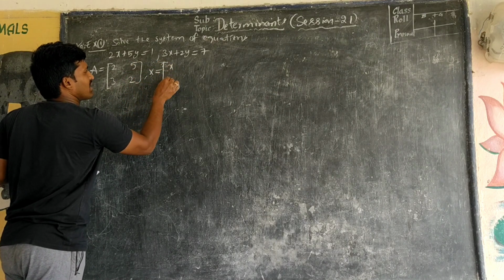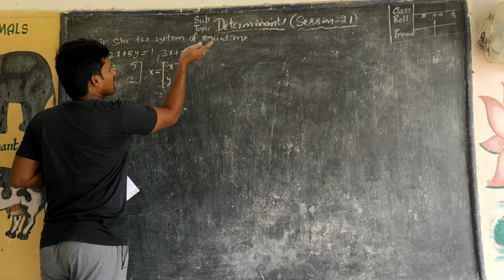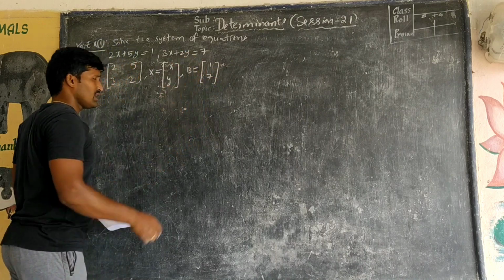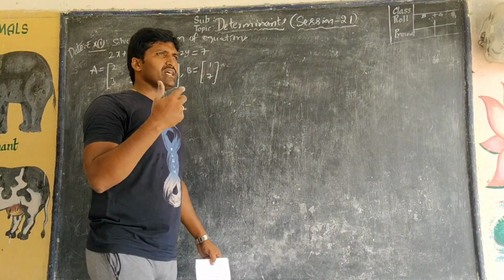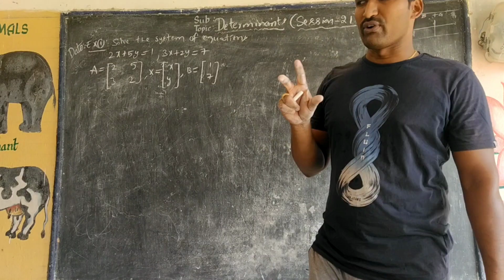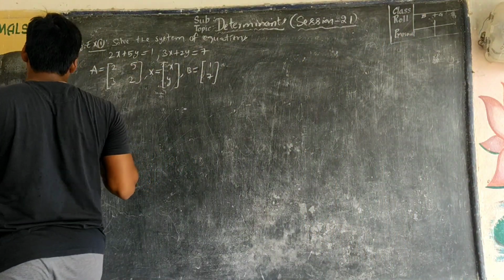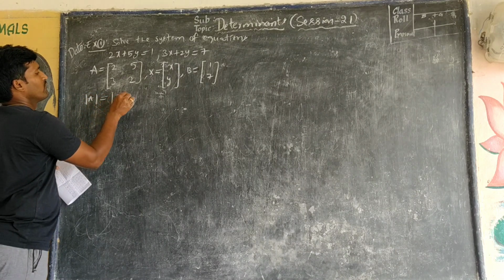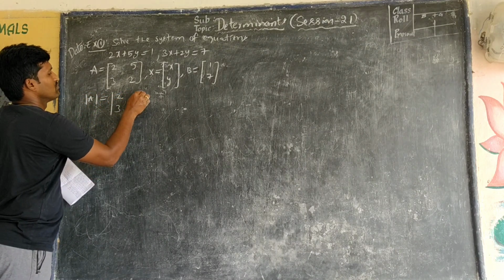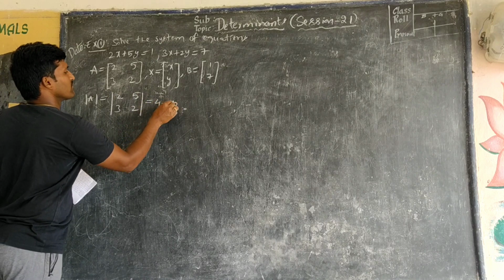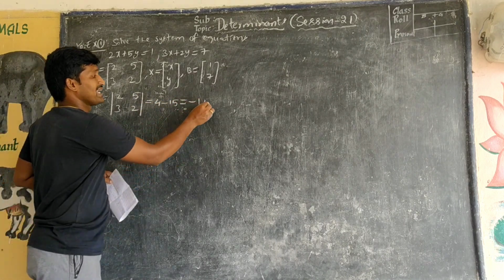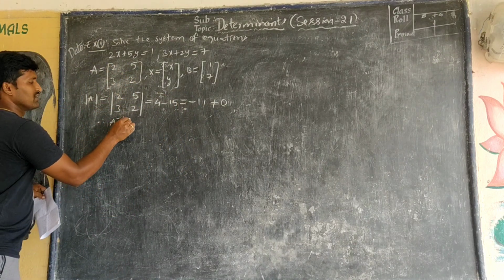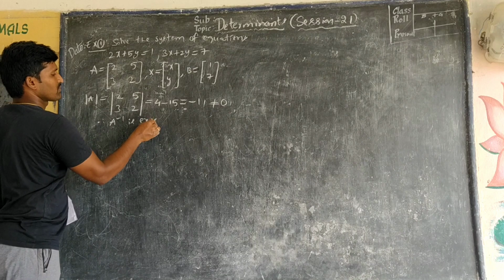Here the X matrix contains how many variables? Only 2 variables. The right side values are called the B matrix: 1, 7. Now, before applying the matrix method, we first need to check whether it is a non-singular matrix or not. For that, we need to find the determinant of A. That is the determinant of 2, 5, 3, 2: 4 minus 15. How much? Minus 11. It is clearly not equal to 0. Therefore, A inverse exists.